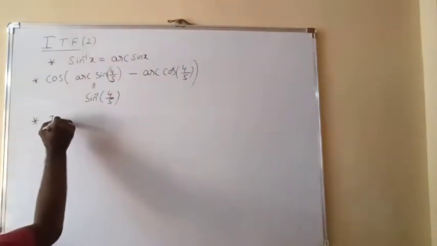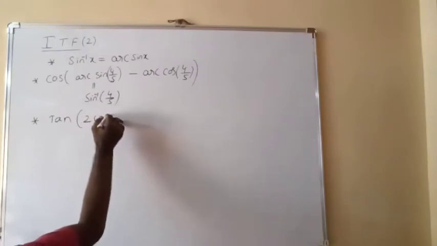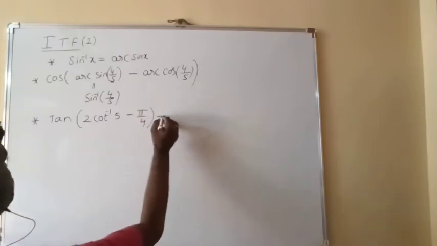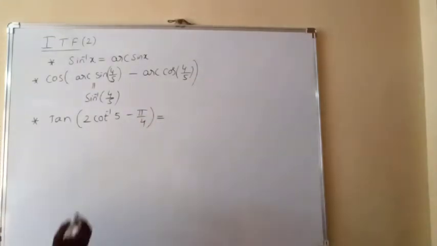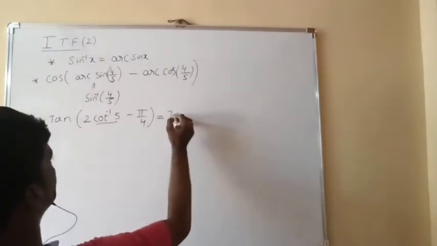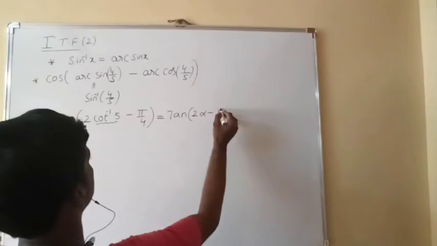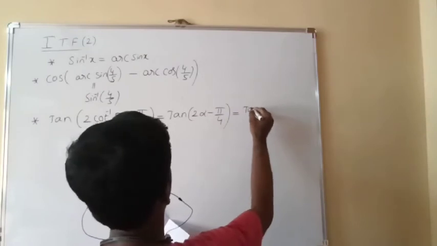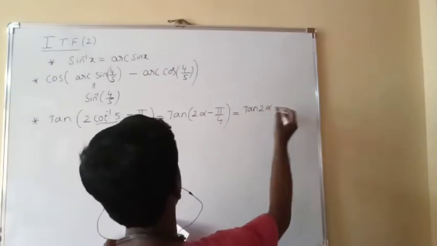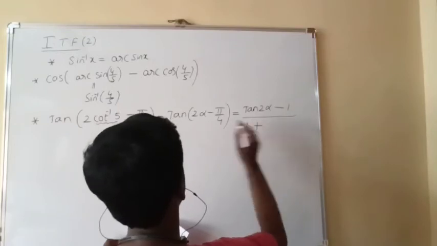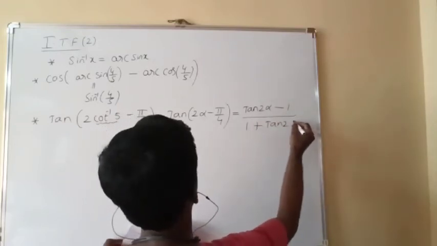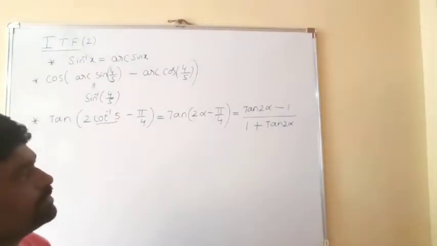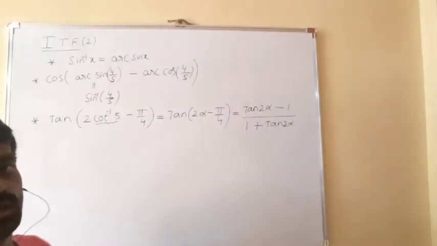Next problem. Tan of 2 cot inverse 5 minus pi by 4. As usual, take this angle as alpha. Then we get tan of 2 alpha minus pi by 4. Using the tan of a minus b formula, which is tan a minus tan b divided by 1 plus tan a tan b. Tan pi by 4 is 1. So tan 2 alpha into 1 is tan 2 alpha.